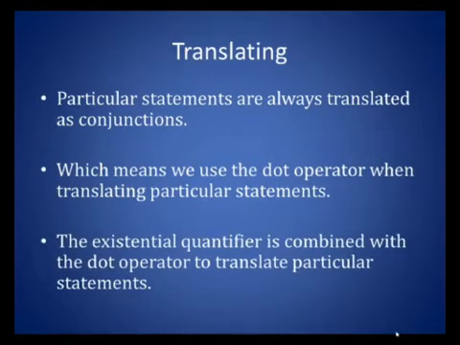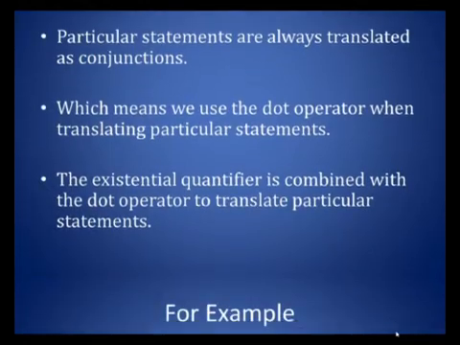The existential quantifier is combined with a dot operator to translate particular statements. So remember, with the universal quantifier, we combined it with the horseshoe to do universal statements. We're going to make a very similar move with the existential quantifier. We're going to combine the existential quantifier with the dot operator to translate particular statements.